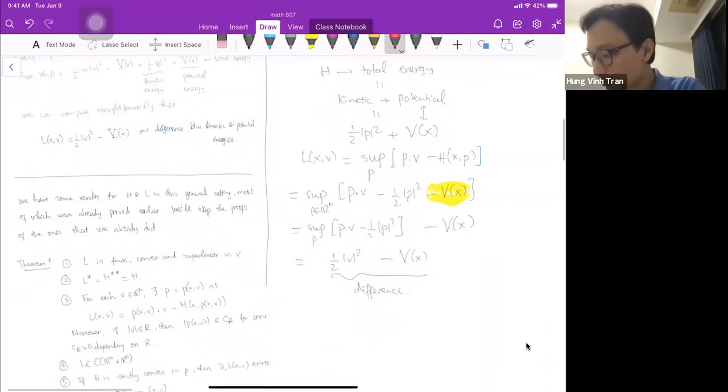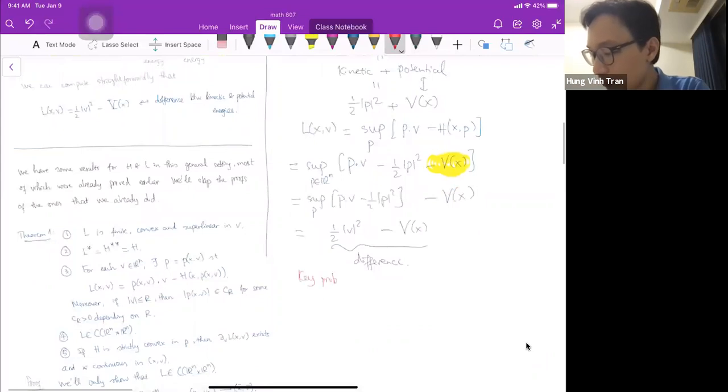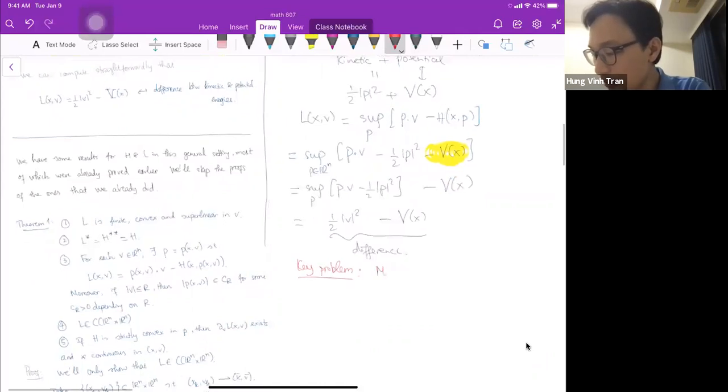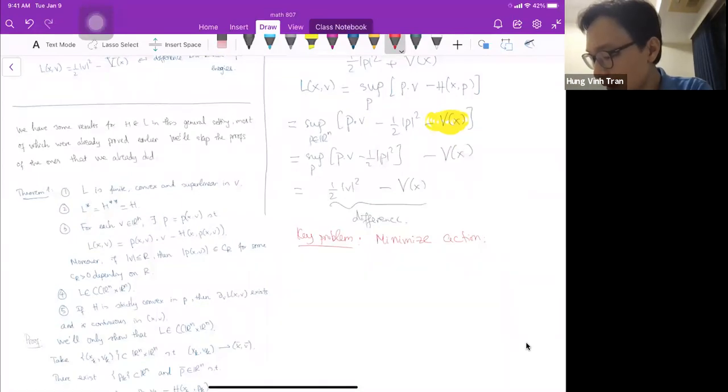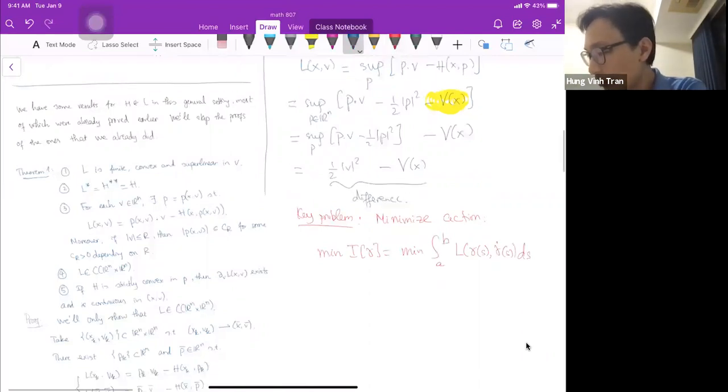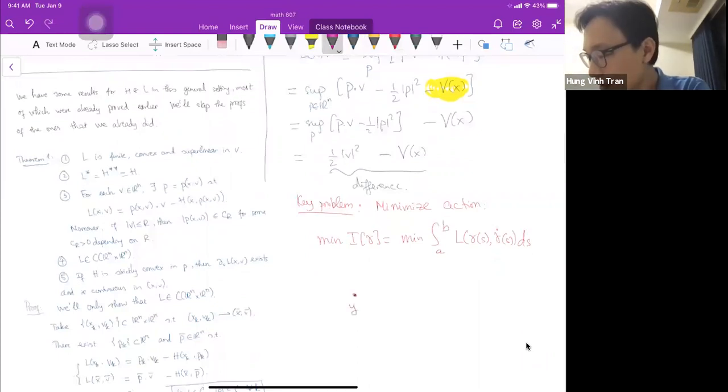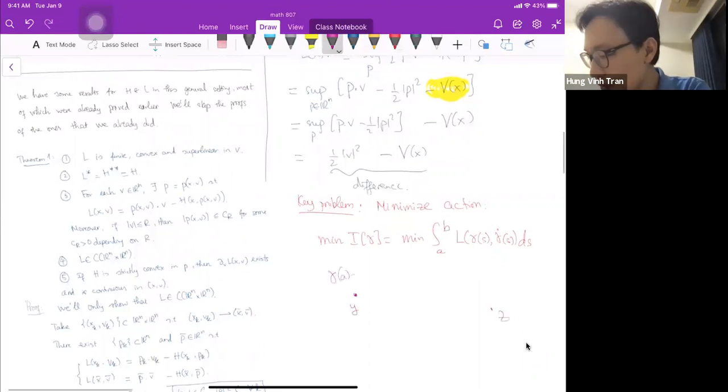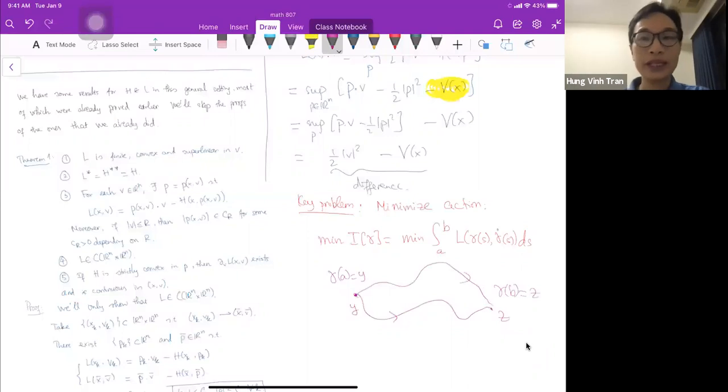So we will come back to this, but one of the key problems in classical mechanics is to minimize the action. I typically write it like this: minimize I of gamma, which equals the action functional going from A to B of L of gamma of S, gamma dot of S, ds. Geometrically, you try to go from a point, let's say Y, to a point Z, where gamma A is equal to Y and gamma B is equal to Z.